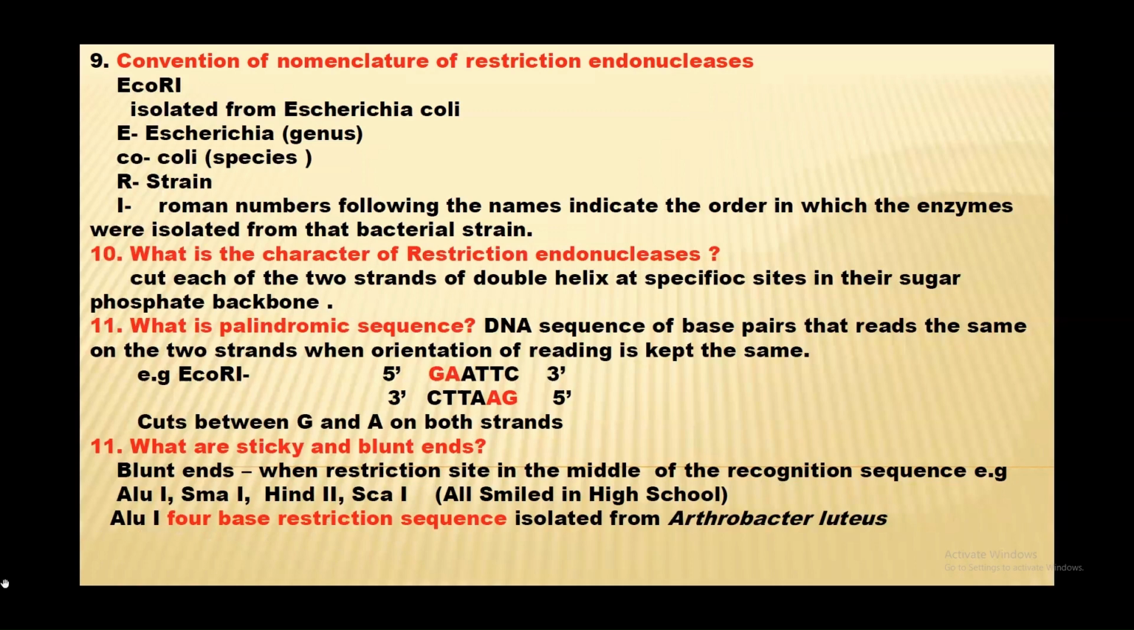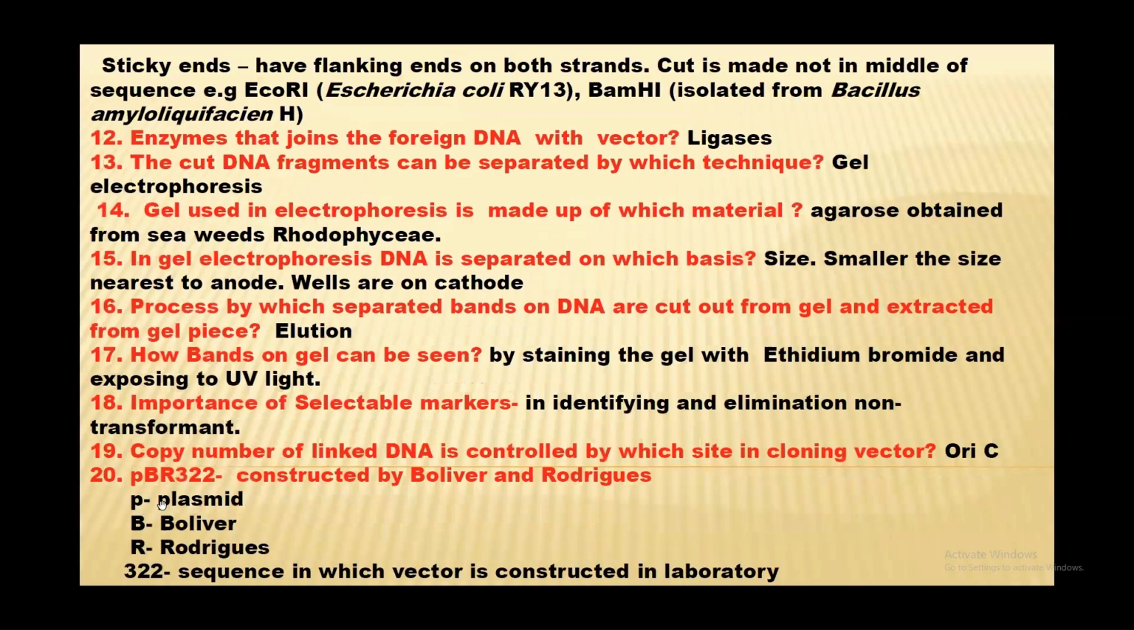AluI, a 4 base restriction sequence isolated from Arthrobacter luteus. Here the generic name and a species name are given. Arthrobacter luteus; the 1 indicates that it is a number. Sticky ends have flanking ends on both strands. The cut is made not in the middle of the sequence.